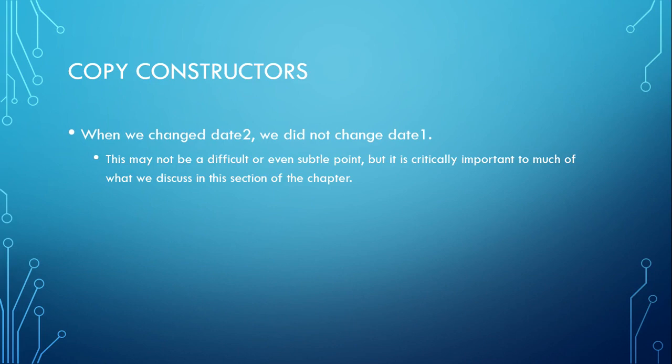As I already mentioned, this is not necessarily difficult or even a very subtle point, but it is critically important that we understand this because much of what we discuss in this section will affect the rest of the chapter. We've talked about references up to this point, and how objects can share memory addressing. The thing is, when you use a copy constructor, even though they have the same values, their space in memory is still different because they are two different objects.